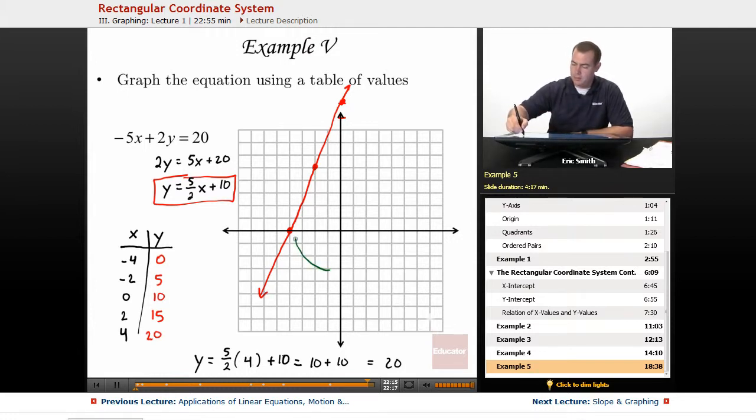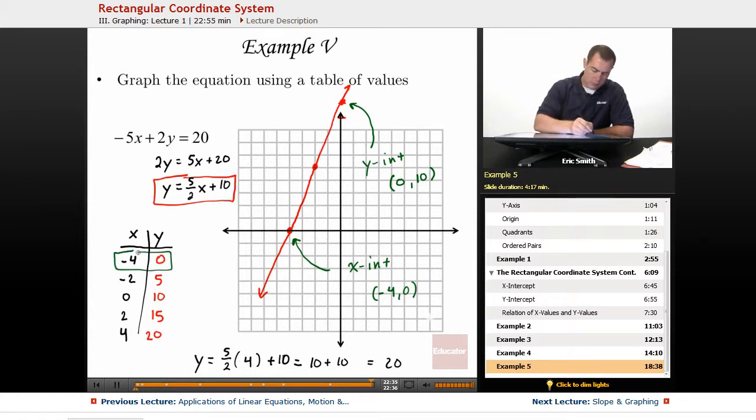And with this one, we can even take it a bit farther and mark out its x-intercept. This one's at -4, 0. And its y-intercept way up here. This will be at 0, 10. You can see they show up in the chart here and here when one of the variables is 0.